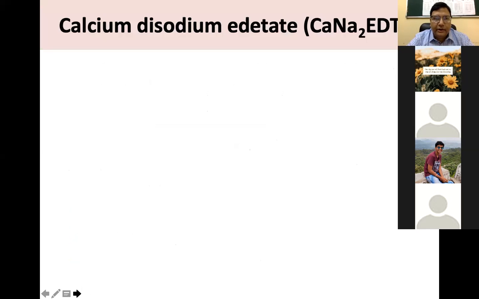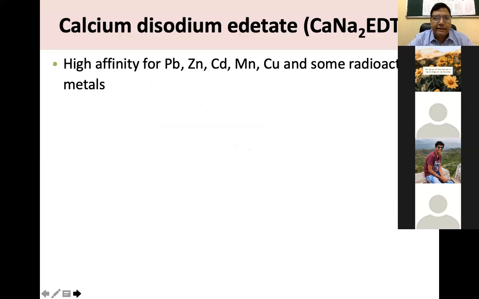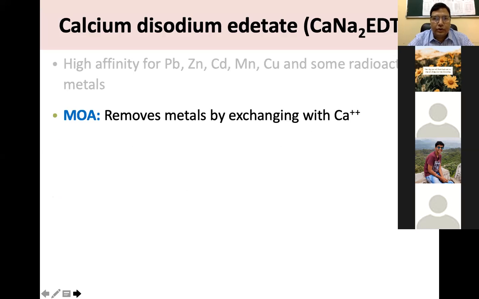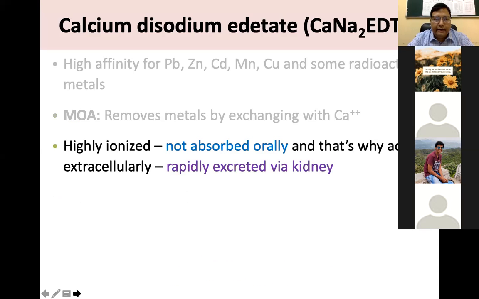Coming to calcium disodium edetate, it has high affinity for lead, zinc, cadmium, manganese, and copper, and towards some radioactive metals also. Due to the presence of calcium in its molecule, it helps in the removal of the metals by exchanging them with the calcium in its molecule. One very important property is that it is highly ionized, so it is not absorbed orally, and that's why it acts extracellularly mainly, and it gets excreted rapidly through the kidney.